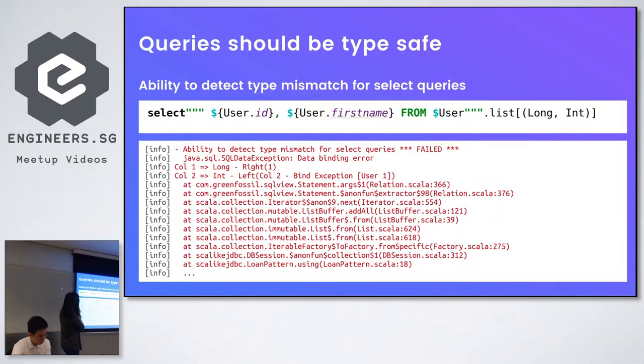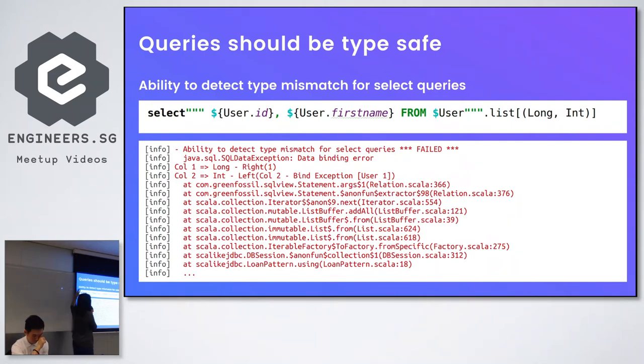Another feature is the ability to detect type mismatch in select queries. When we're creating complex reports, there will be cases where the developer will not be able to see a mismatch between the type of the projections and the type of the return value that we are expecting. So we added this feature so that when we execute the query, it will tell us which part of the query failed to bind.